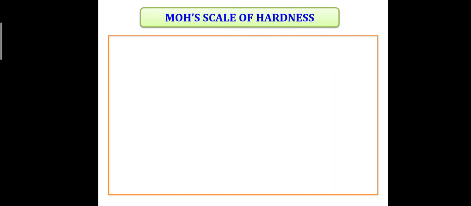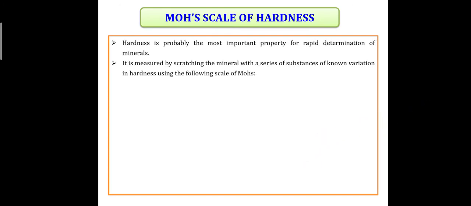And the first important property is the Mohs scale of hardness. What is the Mohs scale of hardness? It's a scale of 1 to 10. It tells how hard the mineral is. 1 is the softest mineral and 10 is the hardest mineral. So 1, 2, 3, the hardness gradually increases. The first mineral, talc, is the softest mineral. It is richly present in talcum powder.